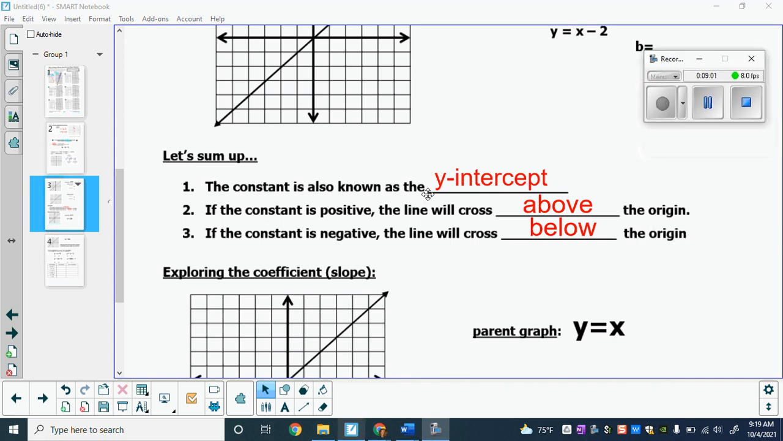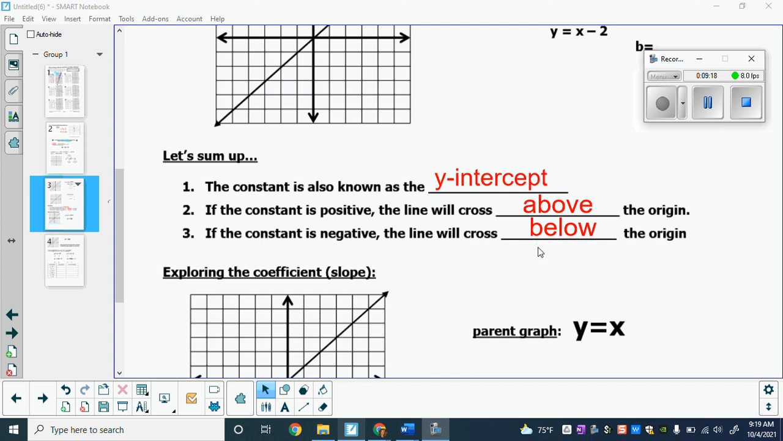All right, so right here, the blanks were filled in with the words y-intercept, above, and below. So the constant tells us where it's going to cross, which is the y-intercept. If it's a positive constant, it's going to be above the origin. If it's a negative constant, it would be below the origin.